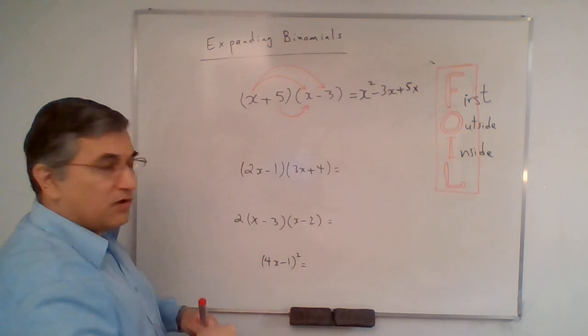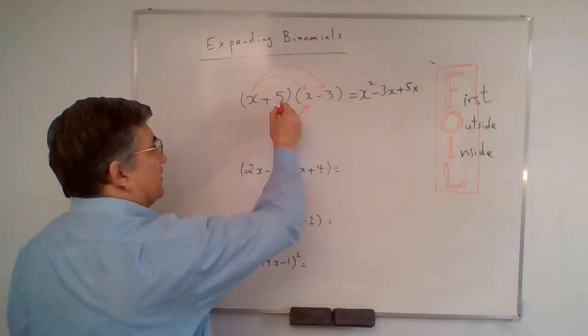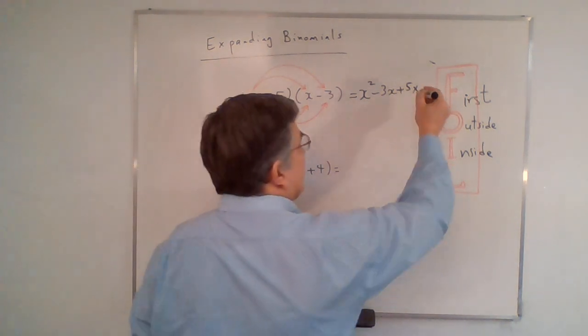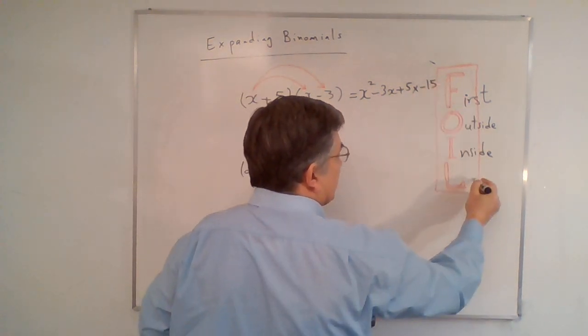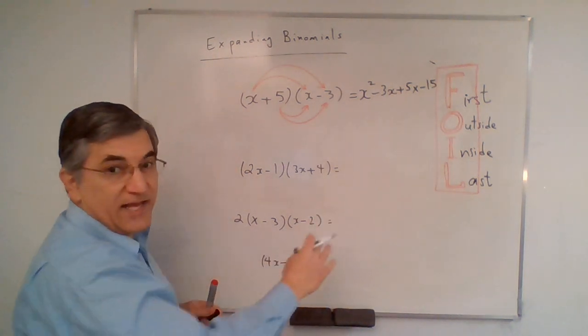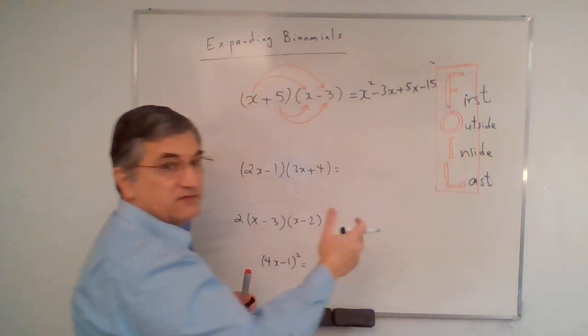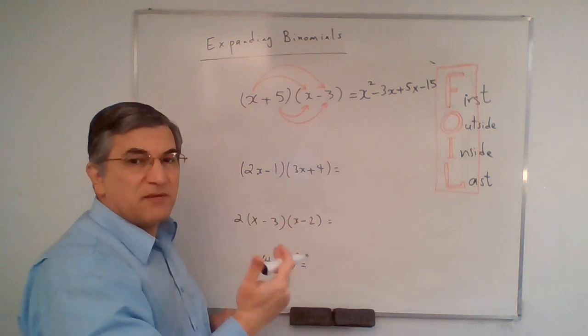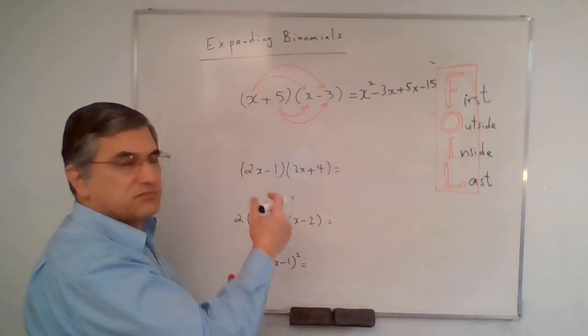And finally, I multiply the last terms. So 5 times negative 3, that is going to be negative 15. So that is, of course, the last terms. So first, outside, inside, last. And those letters stand for this acronym called F.O.I.L, okay? It's just an easy way to remember the order of multiplication.